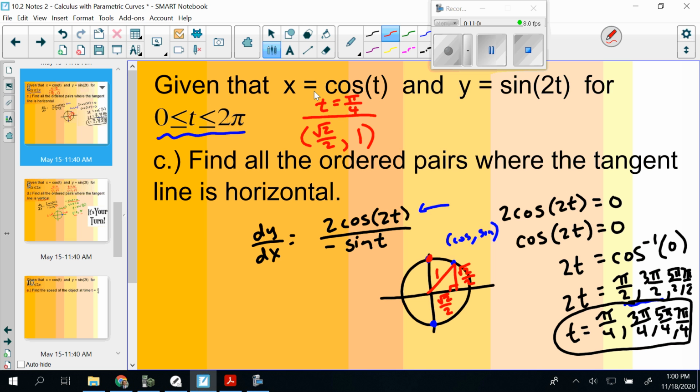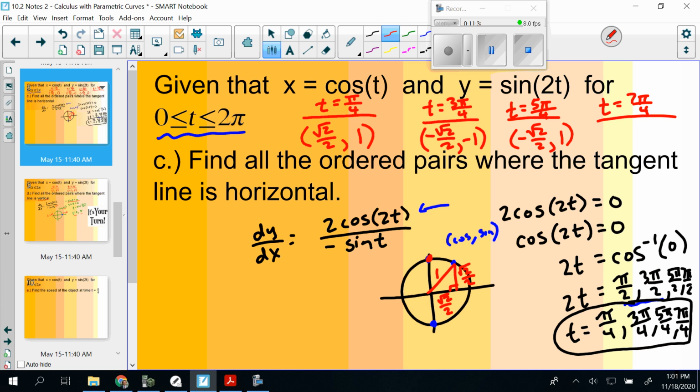Going out, just using the symmetry, at t of 3 pi over 4, that was our next point. That was negative square root of 2 over 2, negative 1. Our next one was at 5 pi over 4. That was in the second quadrant, so that one was going to be negative square root of 2 over 2, positive 1. And then our last one was in the fourth quadrant, at 7 pi over 4. That one would be positive square root of 2 over 2, but negative 1. So those were the ordered pairs there.